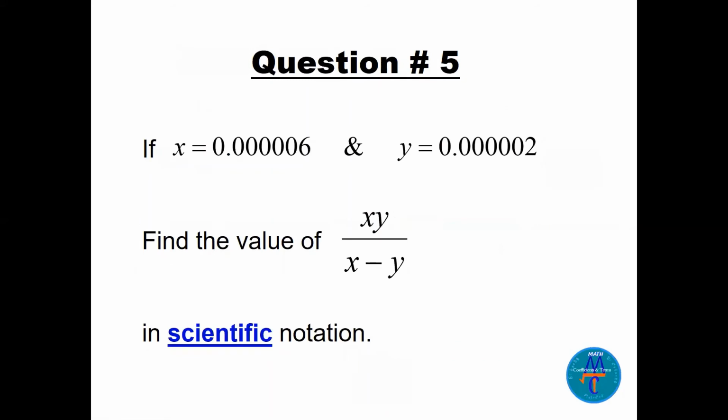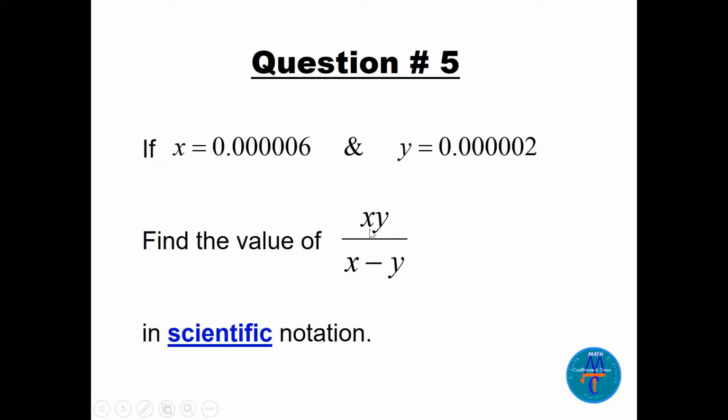Let's see number 5. Maybe a little difficult. It's not difficult. No. Let's write the answer in scientific notation. I give you x and y. X is 0.000006, y 0.000002. Find the value of xy divided by x minus y.